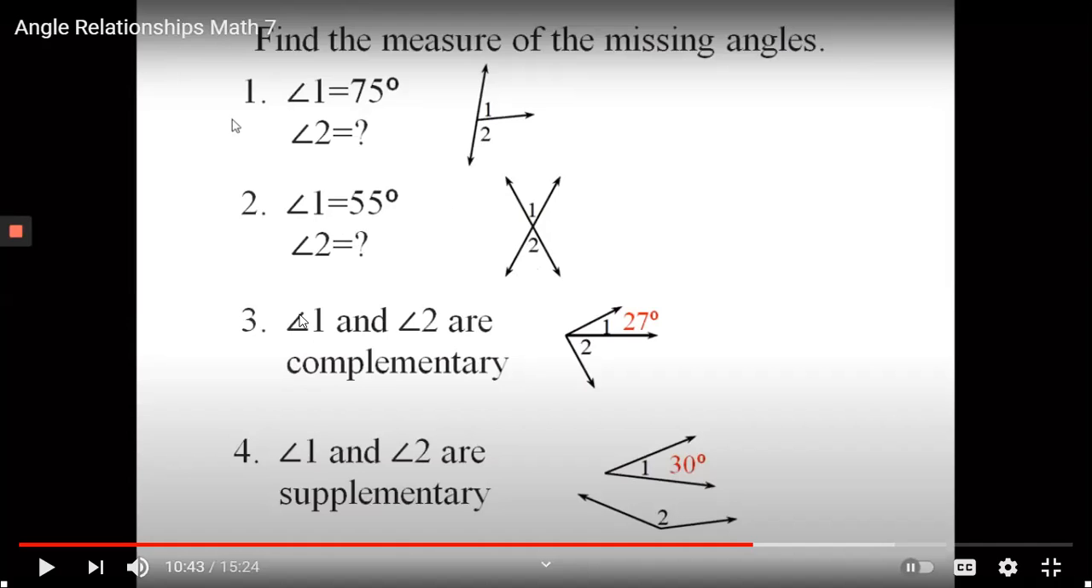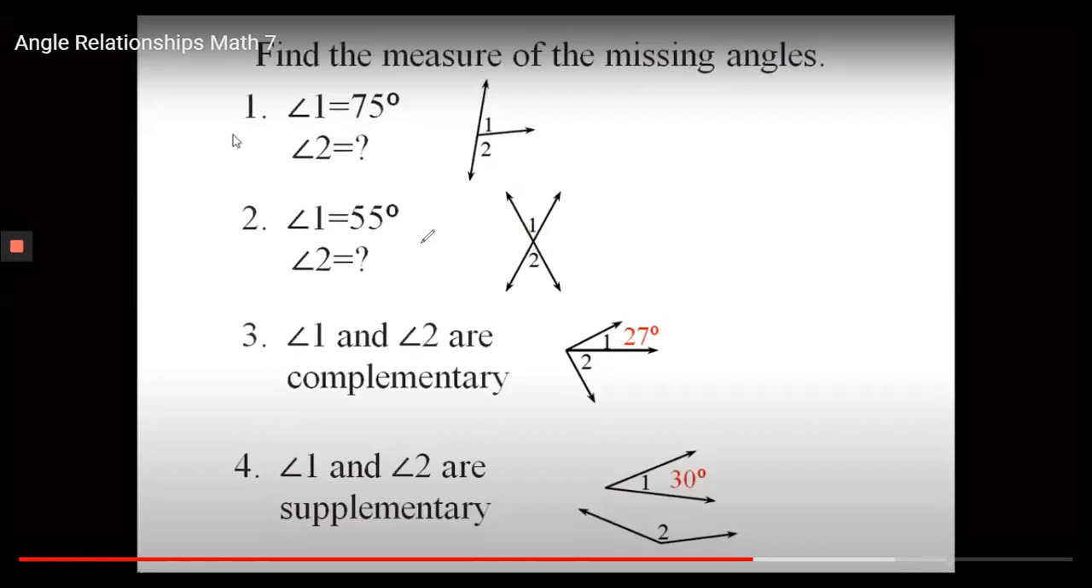Third, he said that angle 1 and angle 2 are complementary. And don't forget, complementary means their sum together should be equal to 90 degrees. So how will we find the measure of angle 2? Complementary, so it will be 90 minus 27. Then we will find the measure of the missing angle.